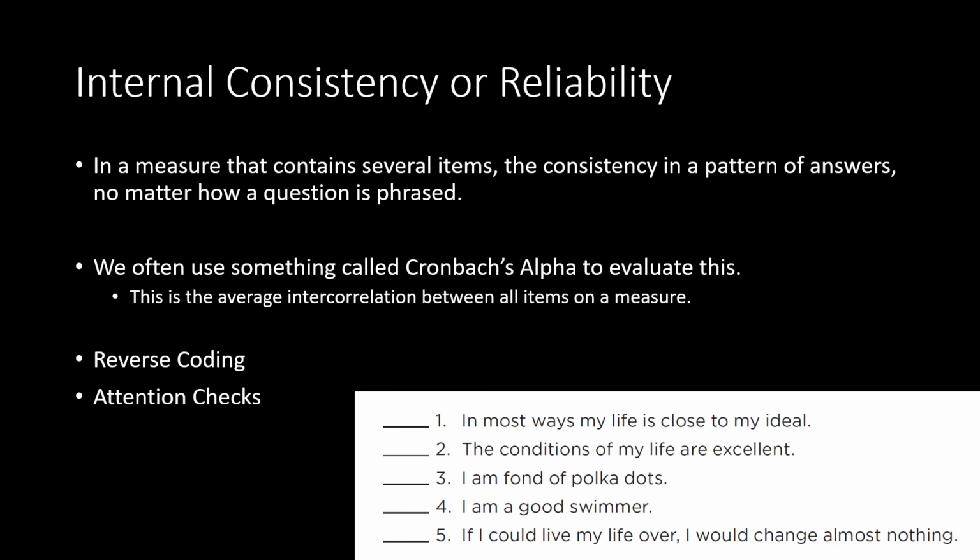So if you see measures where they're either not reporting Cronbach's alpha or it is very low, let's say below 0.6, I would be very careful interpreting that data.